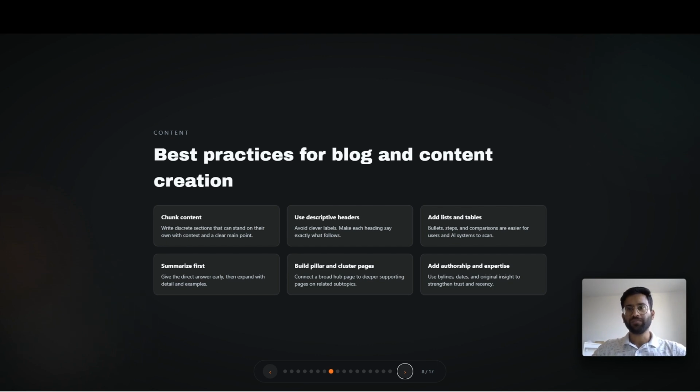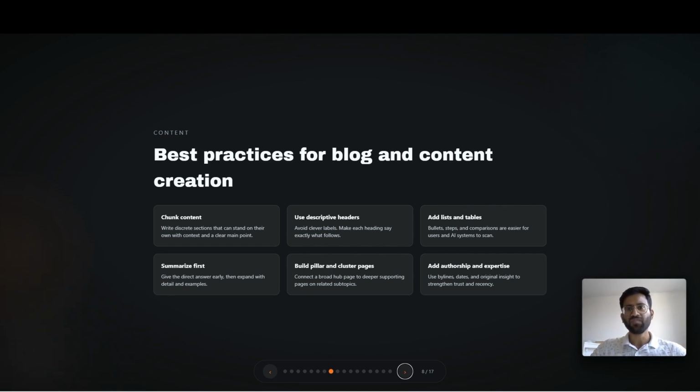And then summarize first. When you start the page, always add a summary of the core content of the page. Also add the results there already. Don't only give the topic, also add the results, because for AI it's much easier if it gets all the information directly from the summary.